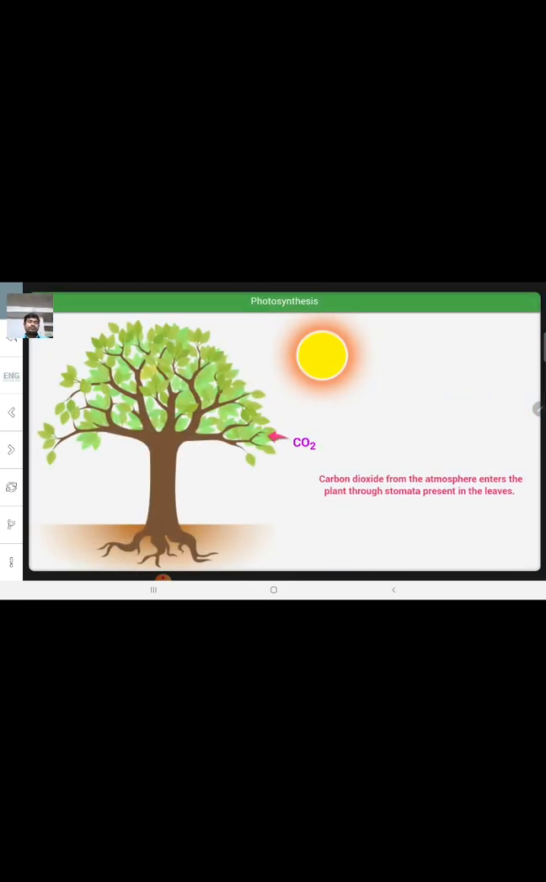Photosynthesis is a process by which autotrophs take in nutrition from the environment and convert it into energy. Let's understand how this process works in plants.